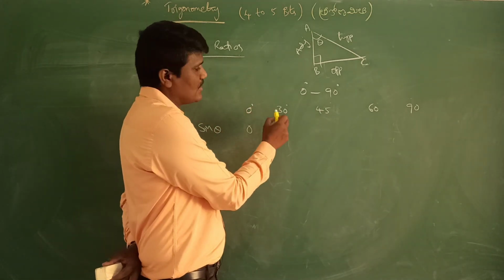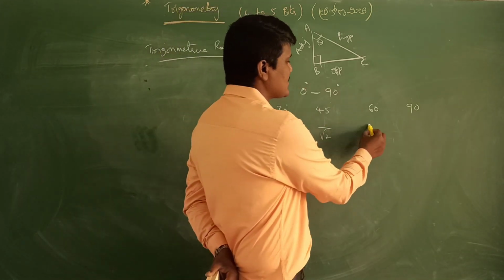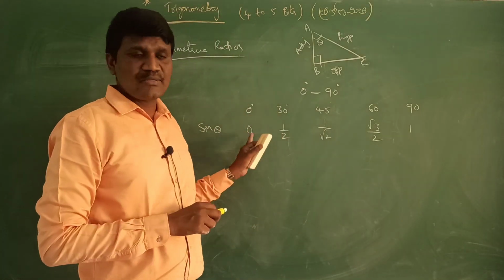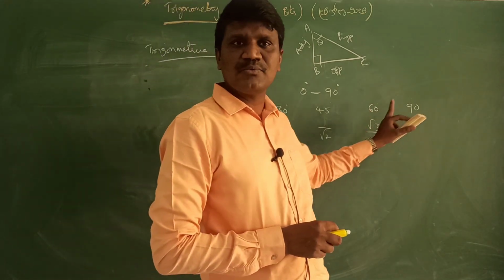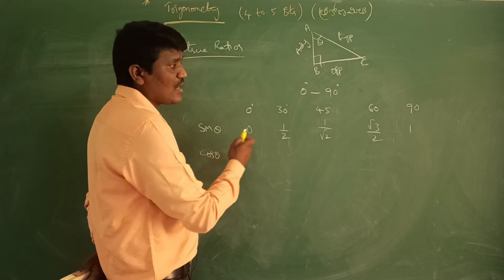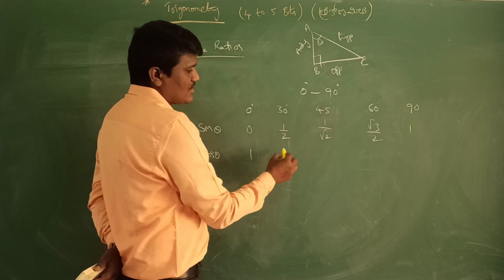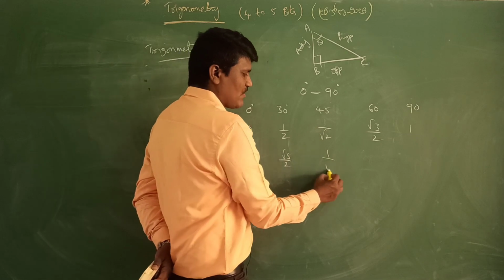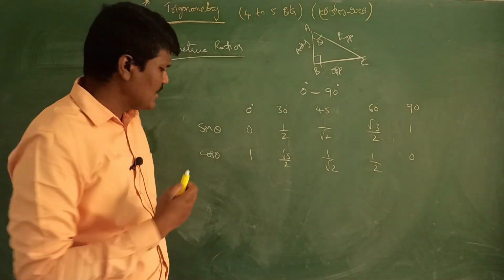Sin 0 is 0, sin 30 is 1 by 2, sin 45 is 1 by root 2, sin 60 is root 3 by 2, sin 90 is 1. Then for cos theta, the cos will be the reverse of sin. So cos 0 is 1, cos 30 is root 3 by 2, cos 45 is 1 by root 2, cos 60 is 1 by 2, cos 90 is 0.